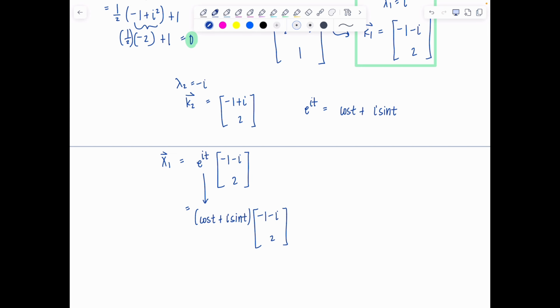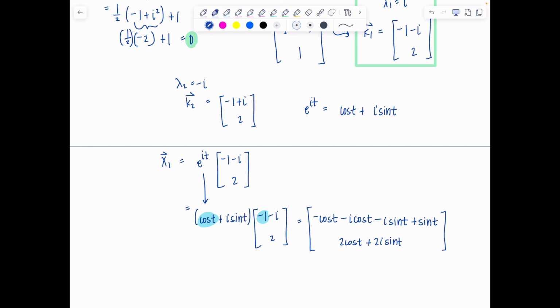So you're going to multiply it all out. You're going to have to distribute. So then this is going to be, let's see, I'm going to take cosine t times negative 1, so that's negative cosine t, times negative i. Let me write minus i cosine t minus i sine t, and then plus sine t. Good? And then the second row, I'm just going to multiply cosine t plus i sine t by 2. So just 2 cosine t plus 2i sine t.